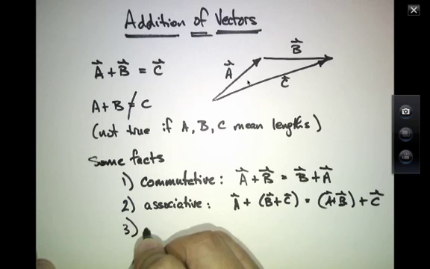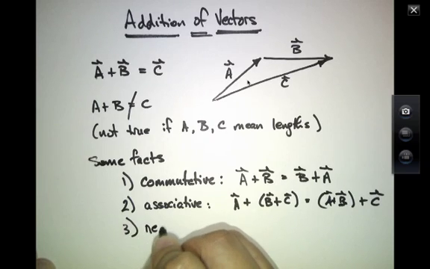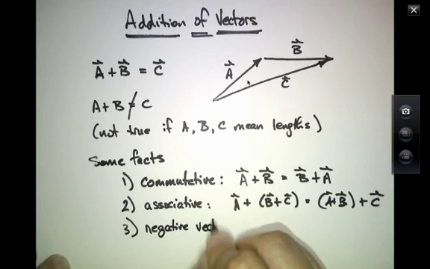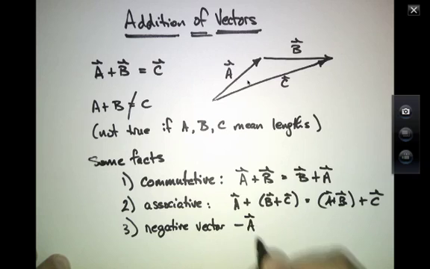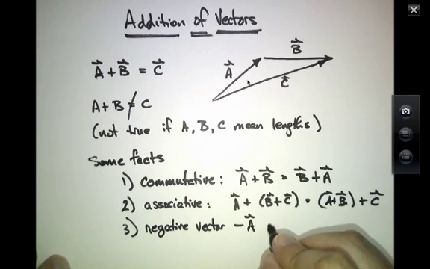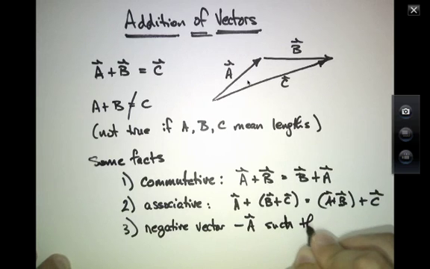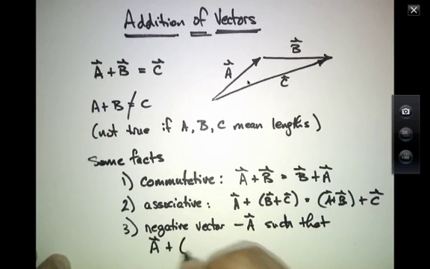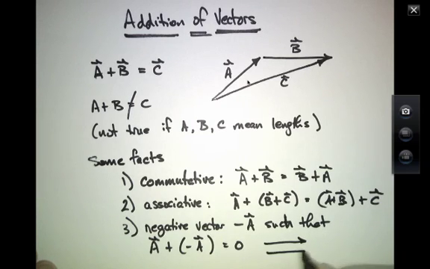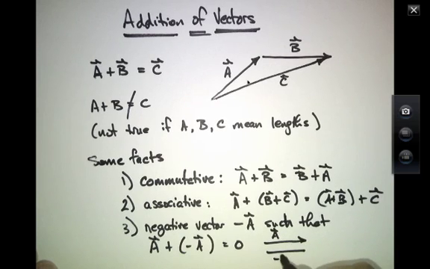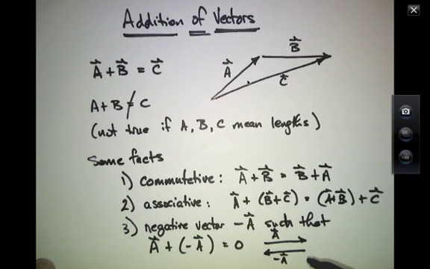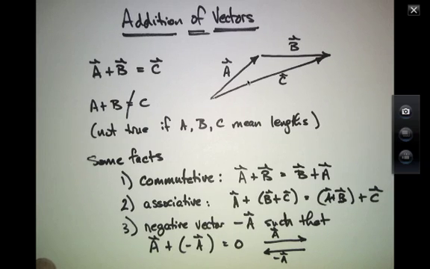Another important fact is that a negative vector can be defined. Minus A is the vector such that A plus this minus A equals 0. Which immediately tells us that if A goes like this, then minus A points backwards, is parallel to and has the same length as A, but it points in the reverse direction. Sometimes that's called anti-parallel, so you might see that terminology as well.